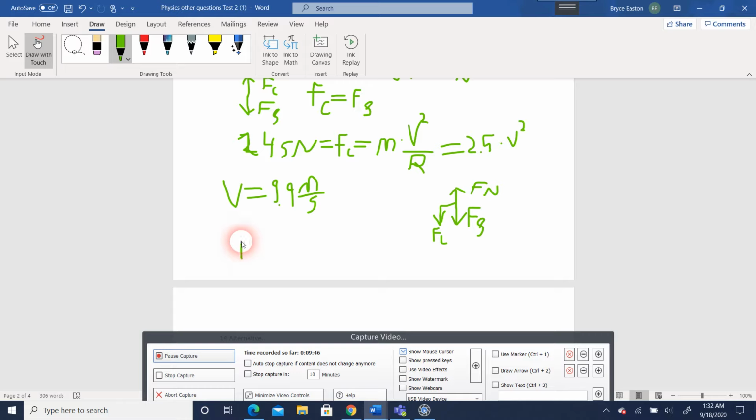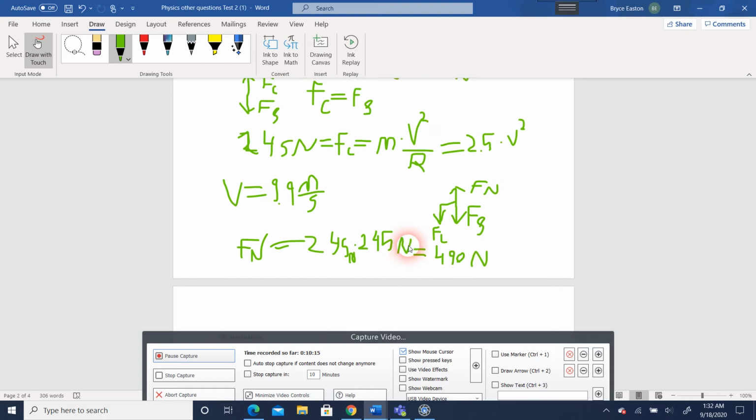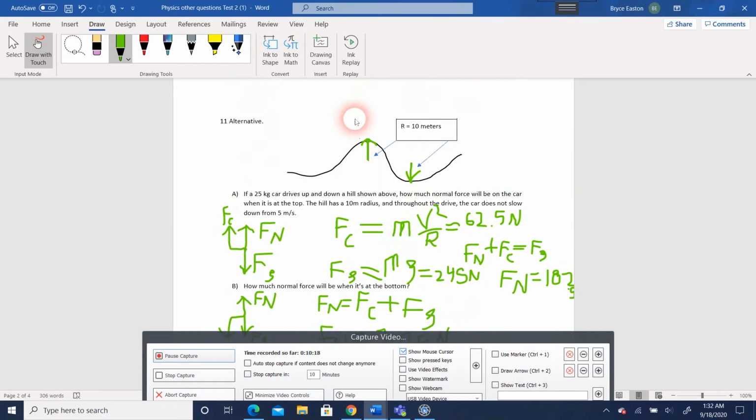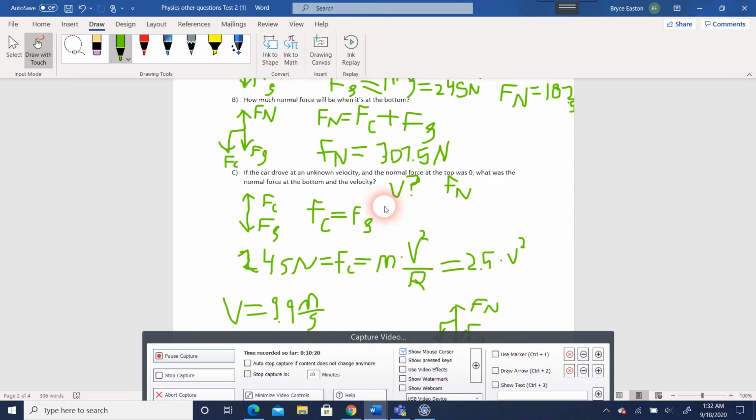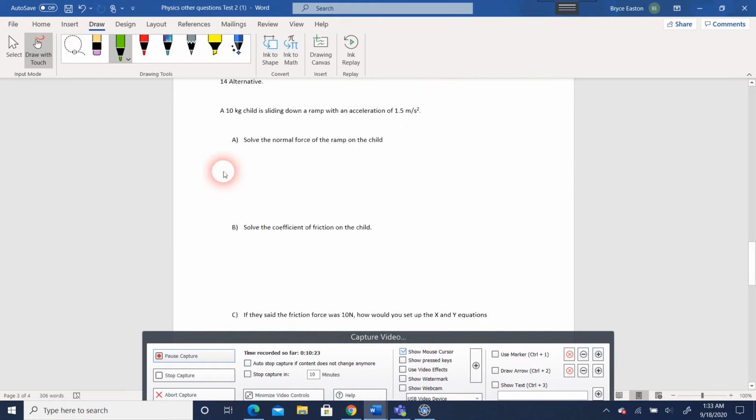So our Fn is going to be equal to 245 plus 245. Each of these are newtons, always remember the units, because that is the type of stuff they take off on tests. And our final solution for normal force at the bottom is going to be 490 newtons. Hopefully that problem makes sense. And now we're going to move on to the next problem.